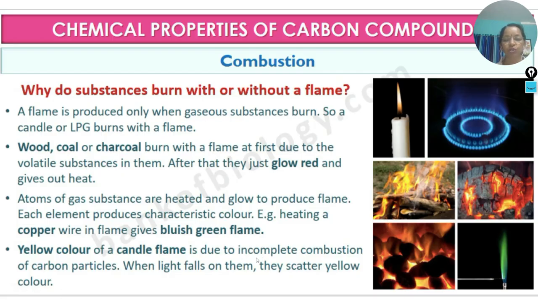The yellow color of a candle flame is due to incomplete combustion of carbon particles. The candle burns with a yellow flame because incomplete combustion of the carbon particles is taking place. While rising up, they glow and give a yellow color to the flame. The unburned carbon particles rise up along with the flame and glow, which gives the yellow color. That is the reason for the yellow color of the flame in the case of a candle.